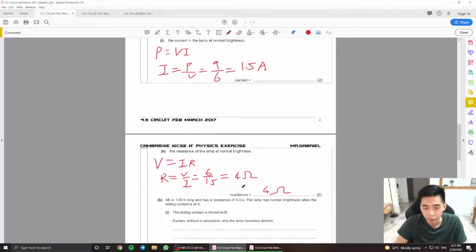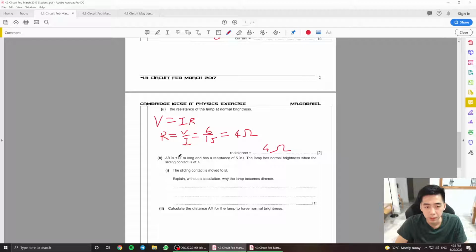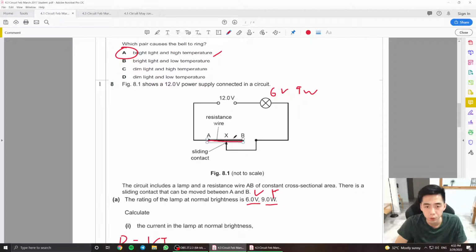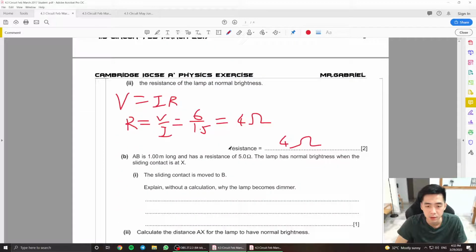Then from here onwards, AB is 1 meter long and has a resistance of 5 ohm. This AB is supposed to be 1 meter long. At normal scenario, it will have 5 ohms here.